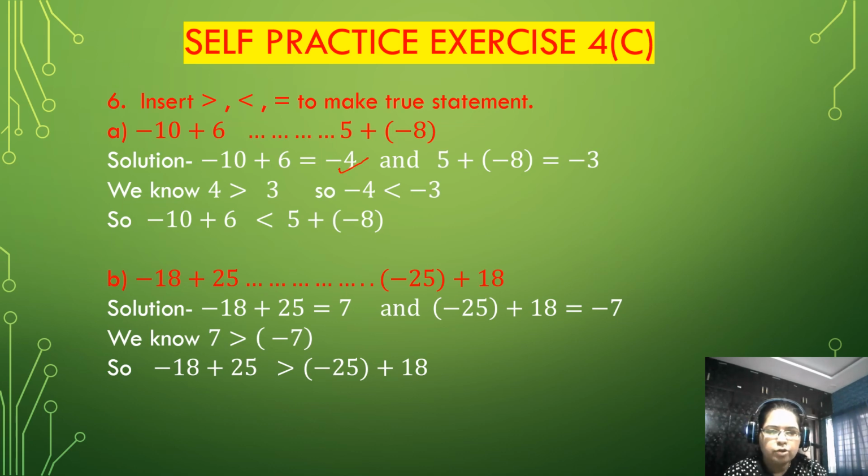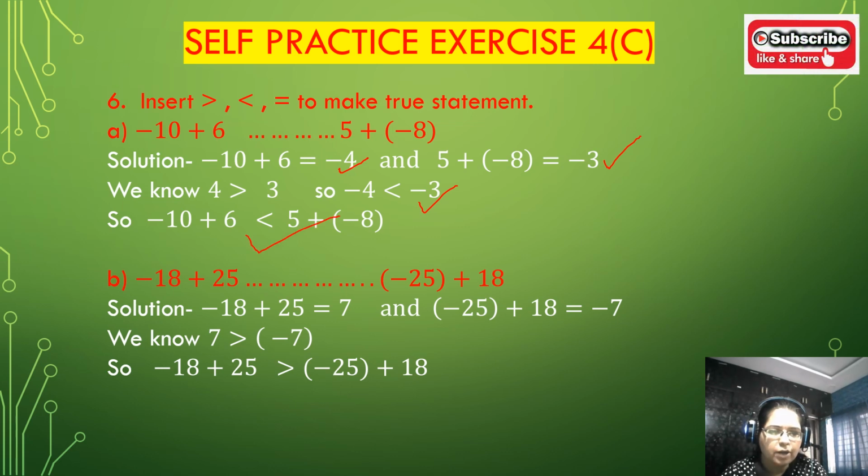And now 5 plus of minus 8. Subtract 5 from 8. 8 minus 5 is 3, and the bigger number is 8. 8 is greater than 5, and the sign of the bigger number is negative, so 5 plus of minus 8 equals minus 3. We get minus 10 plus 6 is minus 4, and 5 plus of minus 8 is minus 3. We know 4 is greater than 3, so minus 4 is less than minus 3. So minus 10 plus 6 is less than 5 plus of minus 8.